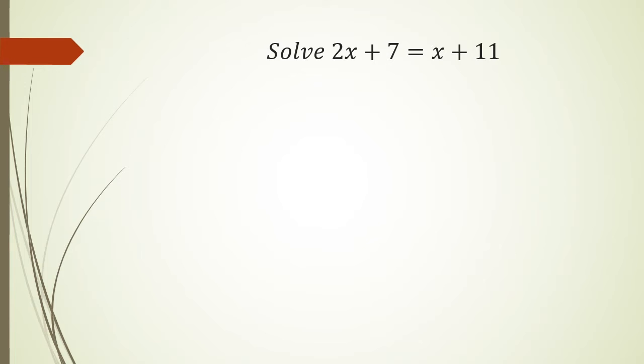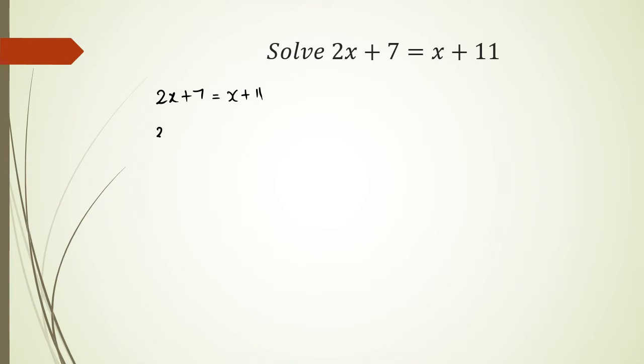Once again, I'm going to show you two different ways of doing this, and ideally pick the one that works for you and then just go about it. So we've got 2x plus 7 equals x plus 11. Ideally, you want to bring all the variables to one side and all the numbers to the other side. In other words, you want to make x the subject.